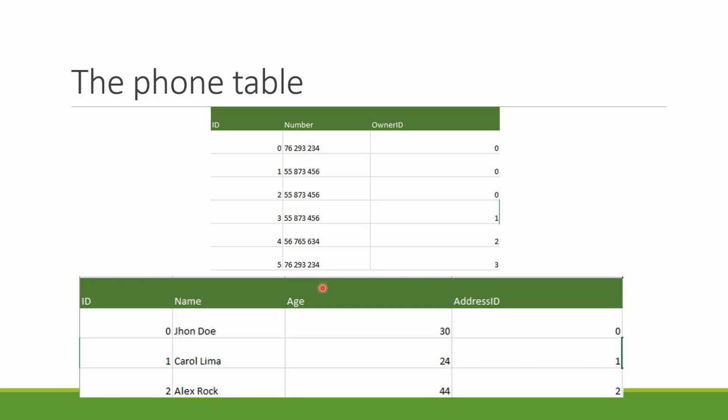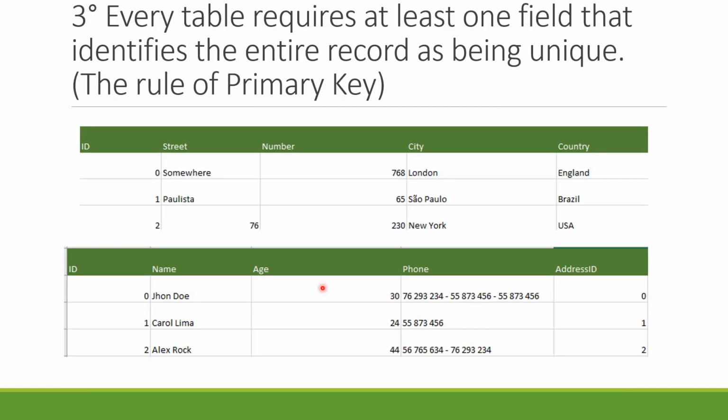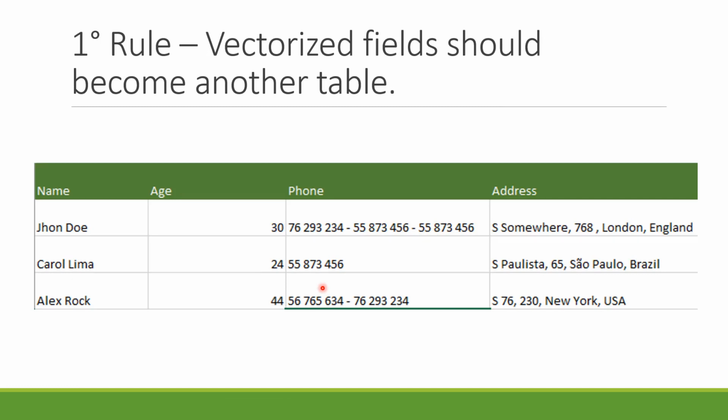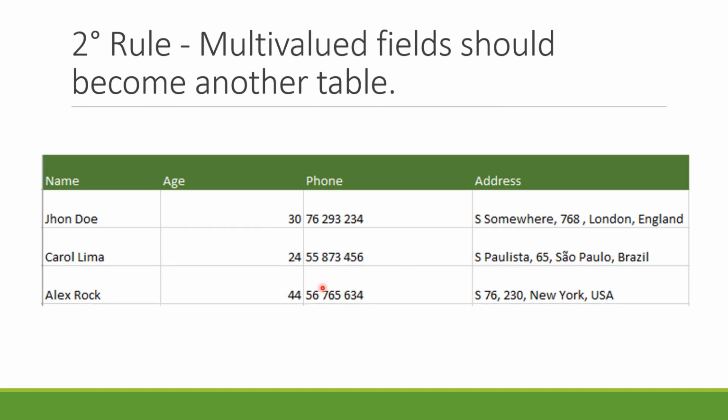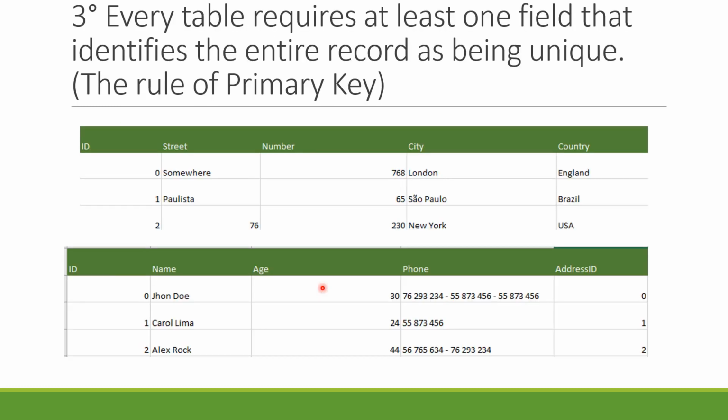So as you can see, we created our first database design following the first normal form. So the first normal form is basically it, right? First, vectorized fields should become another table, multivalued fields should become another table, and every table requires at least one field that identifies the entire record as being unique. In other words, every table requires a primary key that we're gonna learn how to create in the future lessons.